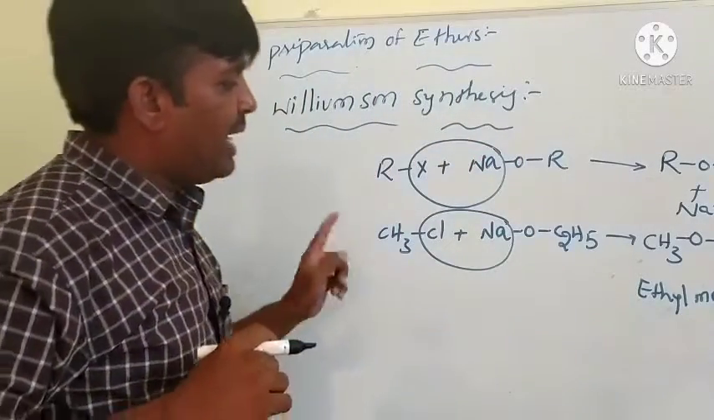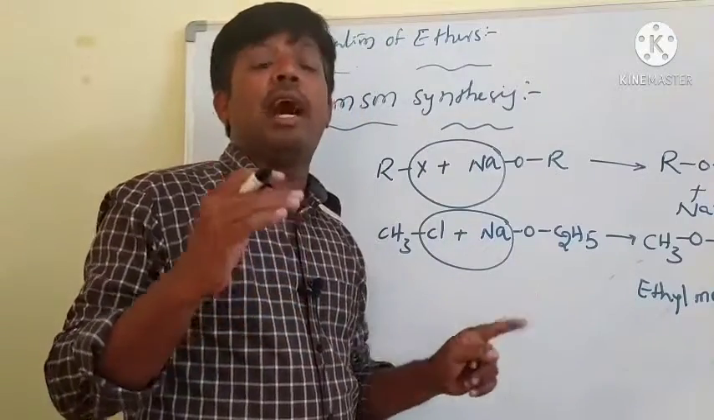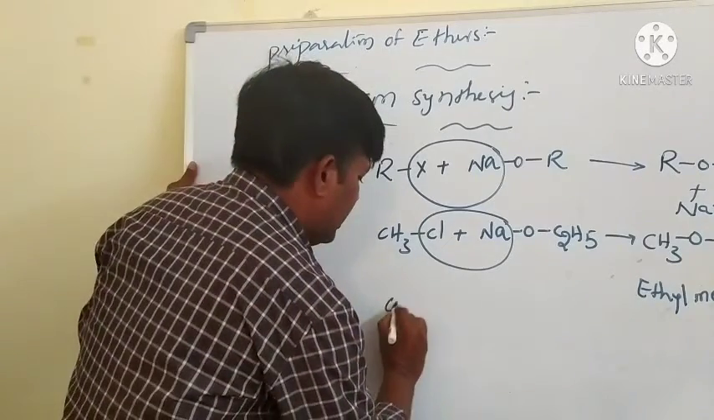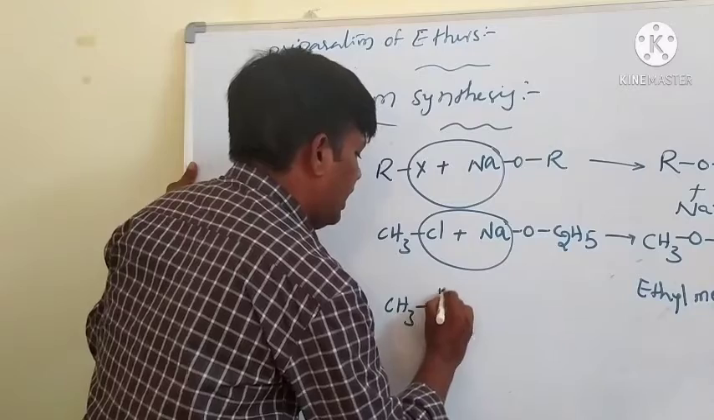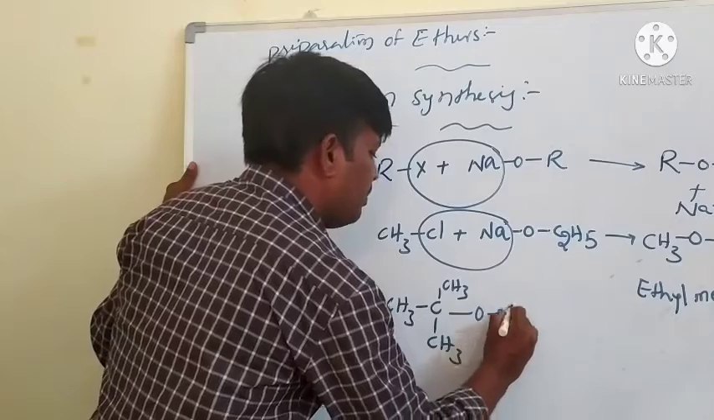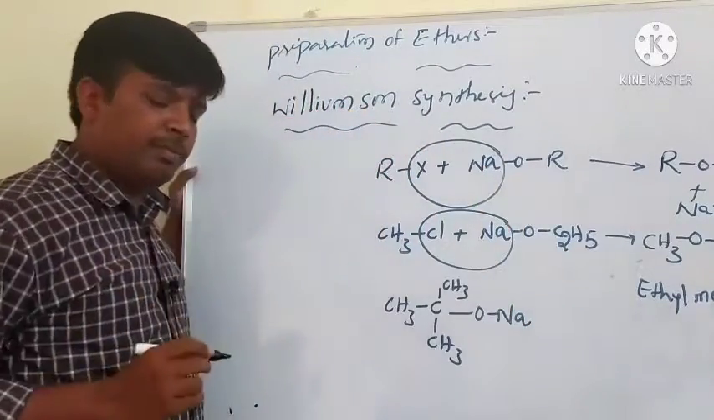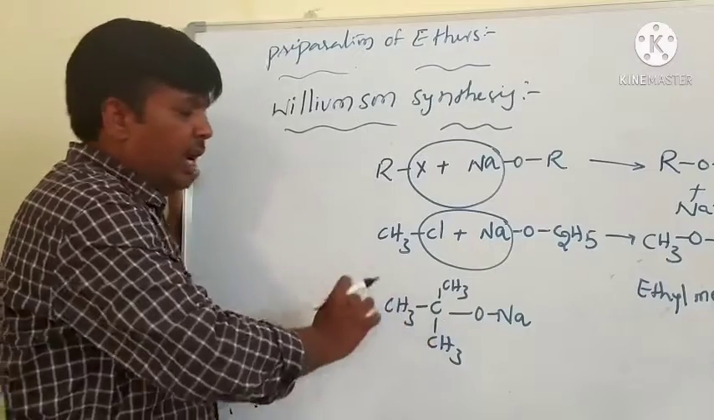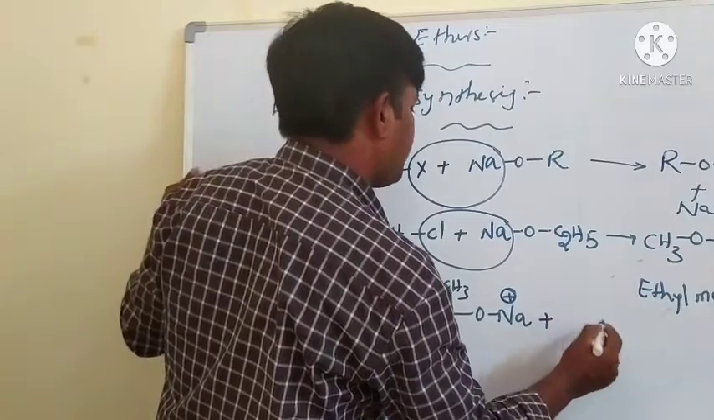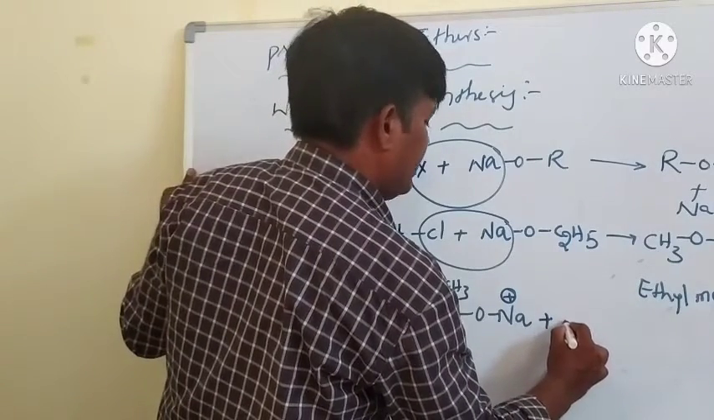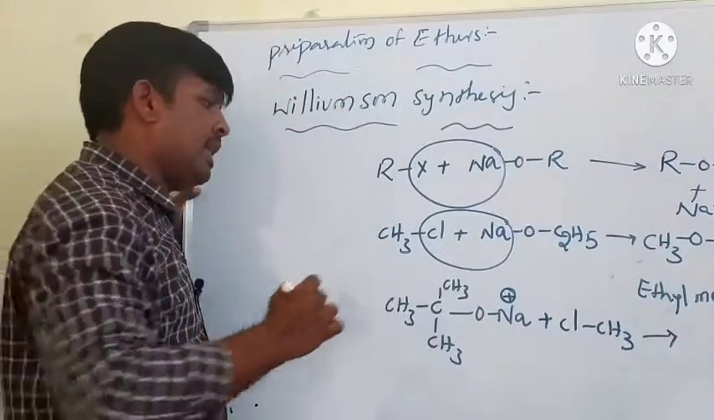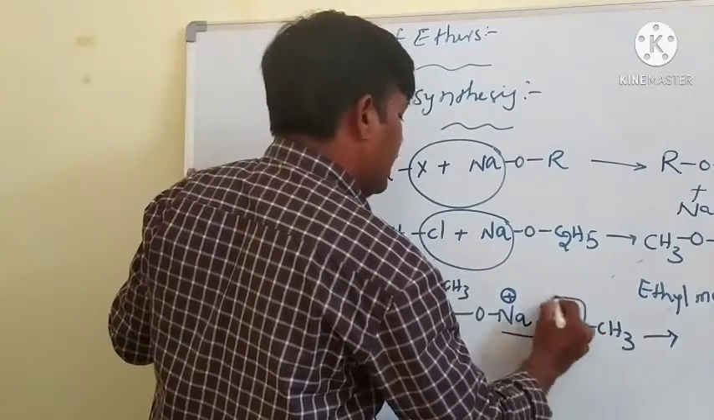From this reaction, we can get symmetrical as well as unsymmetrical ethers. Just one more example: CH3, that is ONa, a tertiary alkyl group. Therefore, a tertiary alkyl group here is reacting with methyl halide, that is CH3Cl, methyl chloride. Here also there is removal of NaCl.